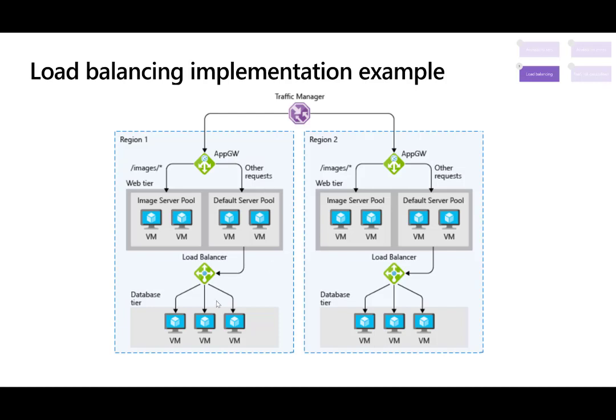And then finally, just between the web tier and the database tier, we are using a level 4 load balancer just to make sure that we distribute the load to the right database tier VMs. And it can also help to identify if all the VMs are healthy or if some of them need to be excluded.